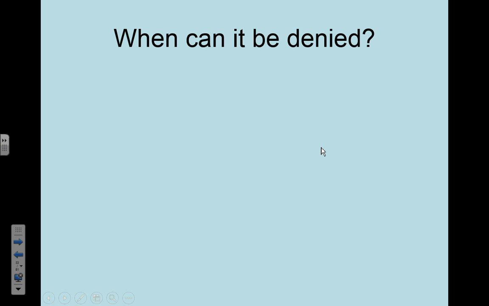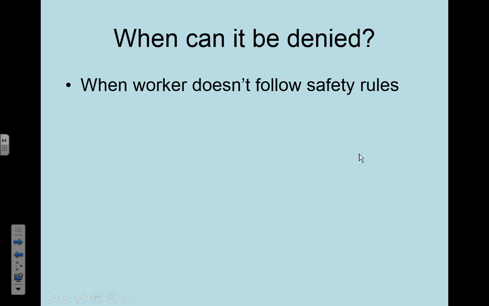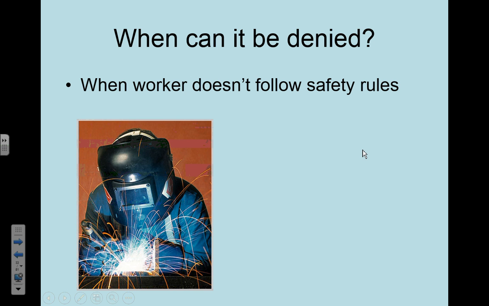You can be denied workman's comp. Just because you're injured at your workplace does not mean that you will get workman's comp. First of all, if you're doing something that you don't need to do, if I as a teacher decided I'm going to change a light bulb, and I climb on top of a desk and change a light bulb, and I fall off the desk and I get injured, I may not get workers' comp for that because it's not my job to change the light bulb. Plus, I'm also not following safety rules. And if you're not following safety rules, you may not get workman's comp.